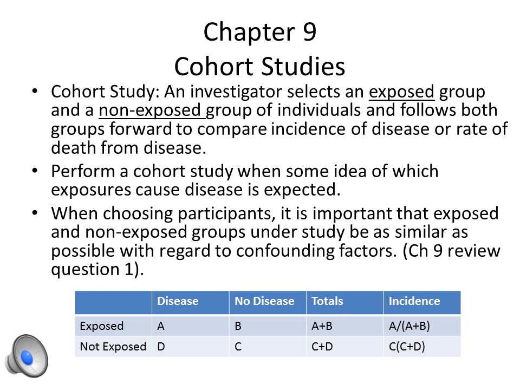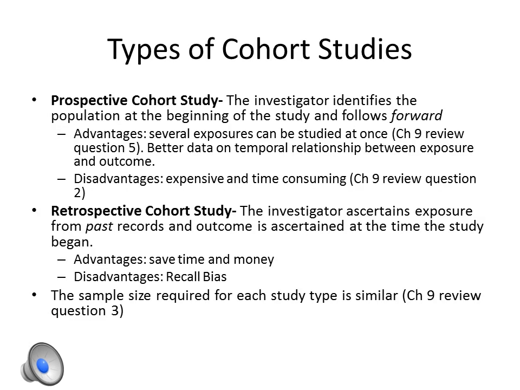Note that when choosing participants, it is important that exposed and non-exposed groups under study be as similar as possible with regard to confounding factors. Also note that a major problem from lack of randomization in a cohort study is the possibility that a factor that led to the exposure rather than the exposure itself might have caused the disease. There are two types of cohort studies.